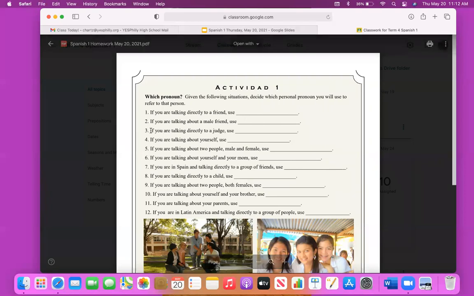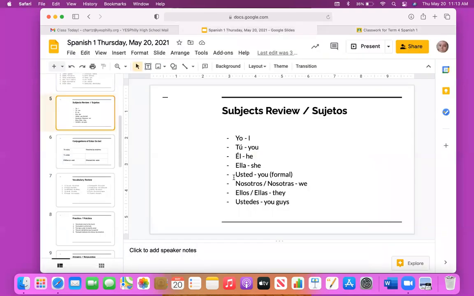An example for number 3, if you are talking directly to a judge, what would you use? Like you, but you're talking to the judge. So you wouldn't use the informal. You would use the formal, right? Because you're talking to someone who needs a lot of respect. So you would answer usted for number 3.